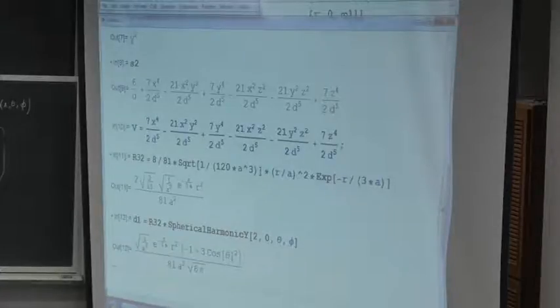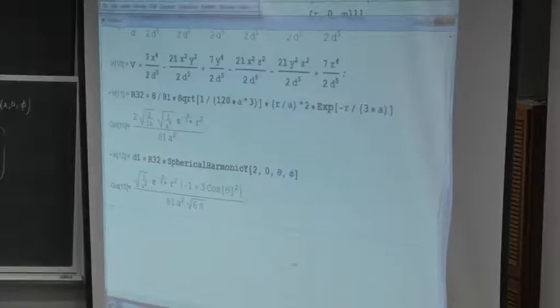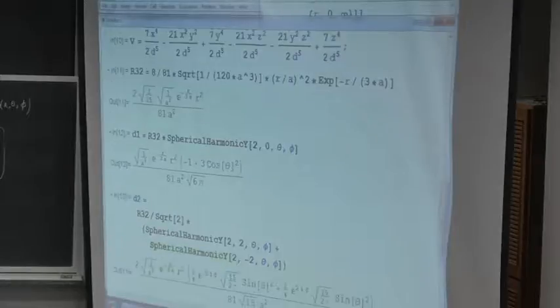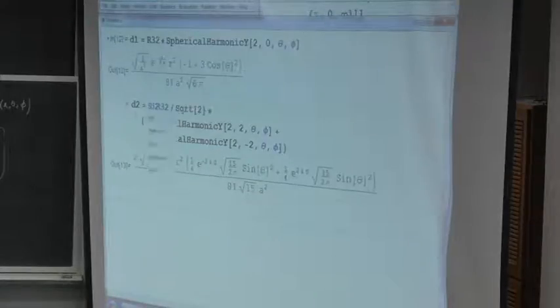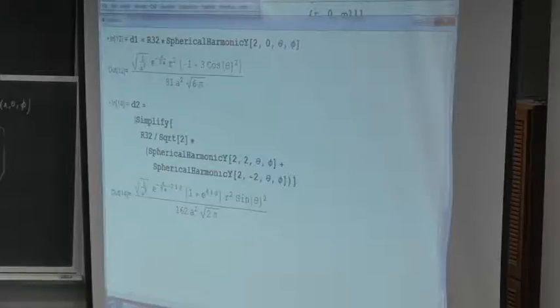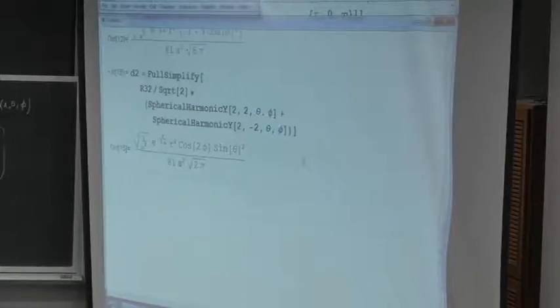Now I need to find D2. So what I do is copy this. My D2 is defined as R32 divided by square root of 2 into the sum of two spherical harmonics. One has an m of 2, the other has an m of minus 2. I can simplify this a little bit for your convenient viewing, and simplify this further. Okay? This is a real function.